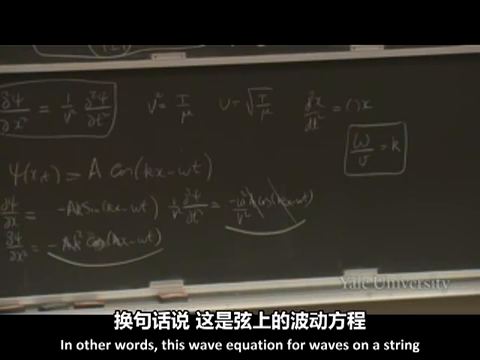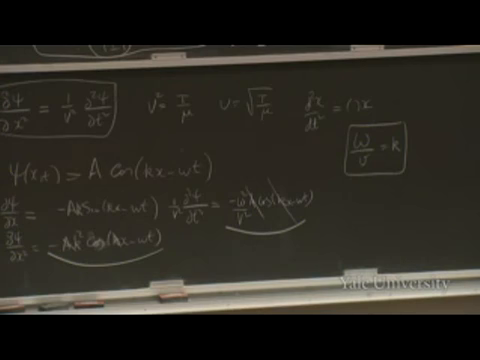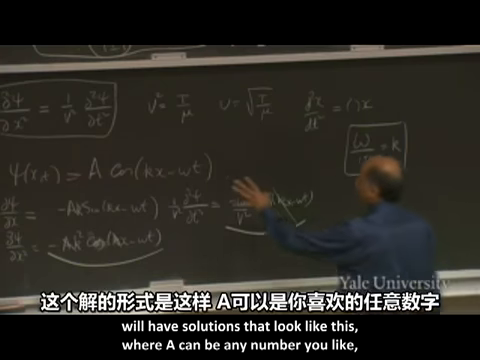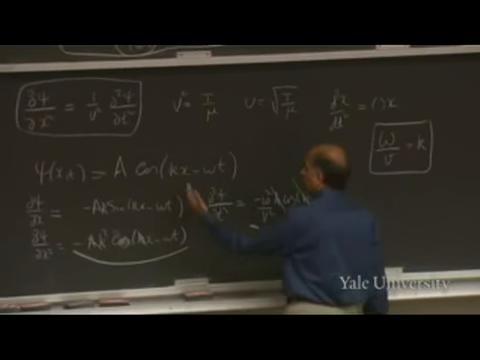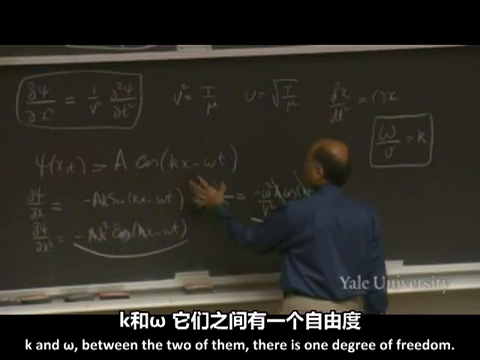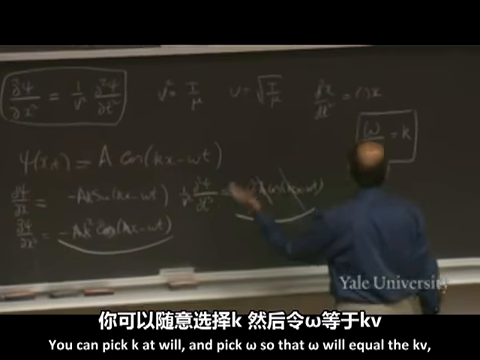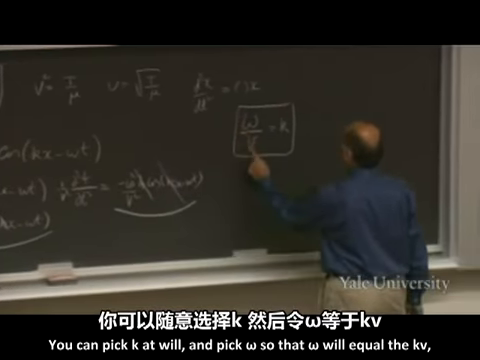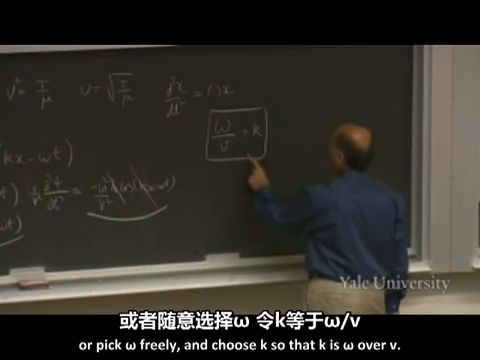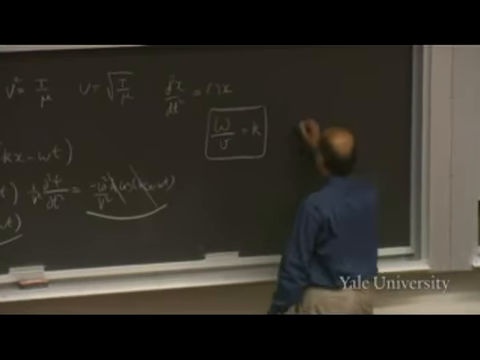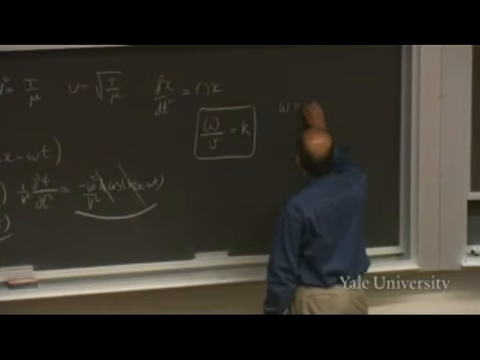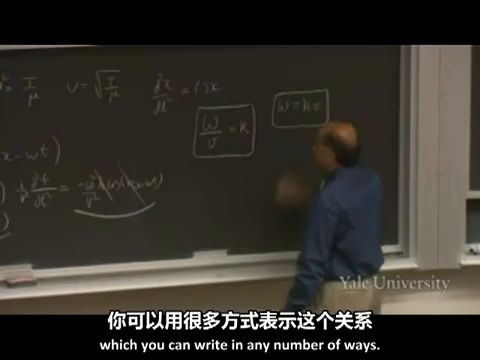In other words, this wave equation for waves on a string will have solutions that look like this, where a can be any number you like. K and omega, between the two of them, there is 1 degree of freedom. You can pick k at will and pick omega so that omega equals kv, or pick omega freely and choose k so that k is omega over v. But there is a relation between the two of them, which you can write in any number of ways.